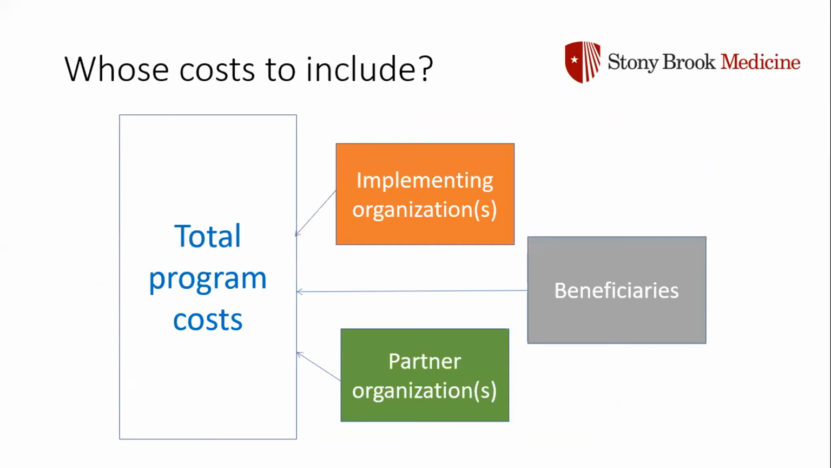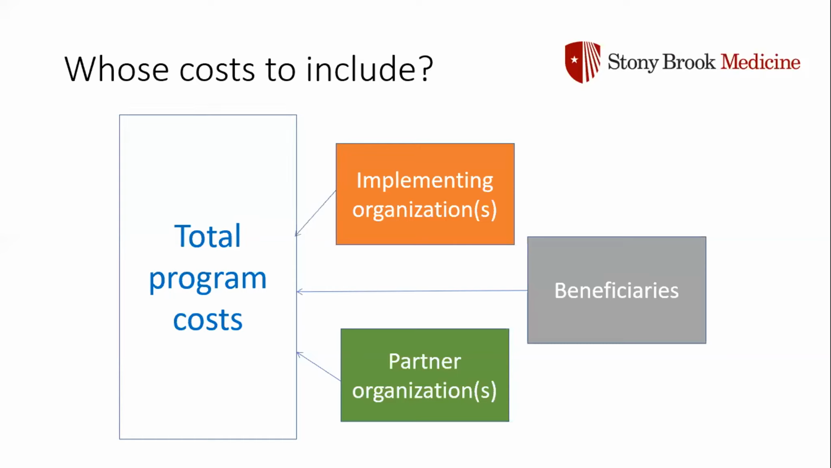On a very practical level, it might be most useful to think of whose costs we should include. This will depend on the purpose of your analysis, but there are some general options to consider. If we think about the total cost to implement a program, this could include contributions from a few different stakeholders. Certainly, we have the main implementing organizations, which could be an NGO or Ministry of Health. We also might have some other partners involved that contribute specific inputs, like technical support or monitoring.